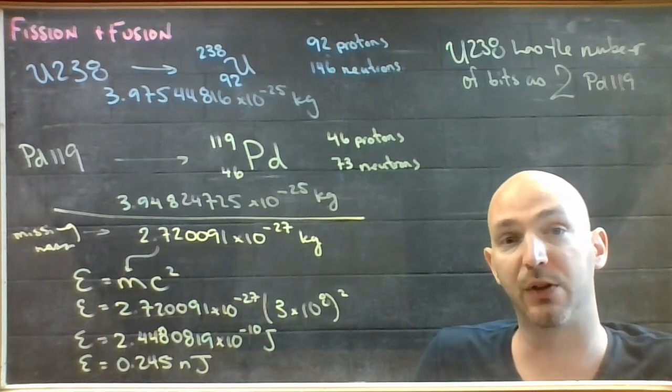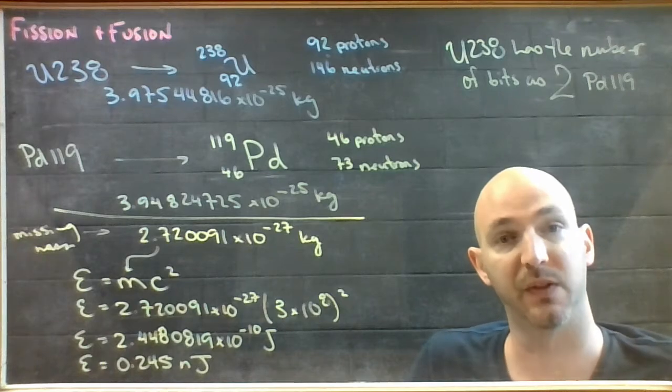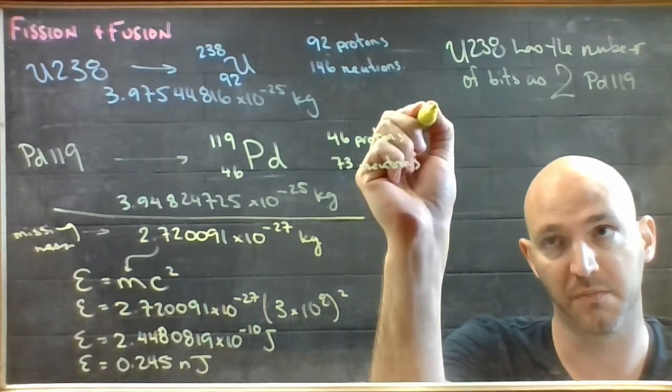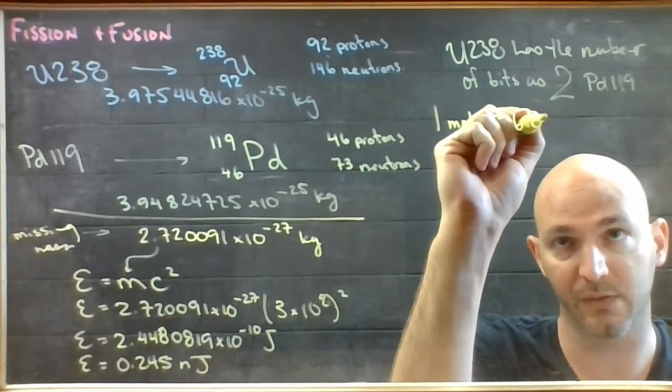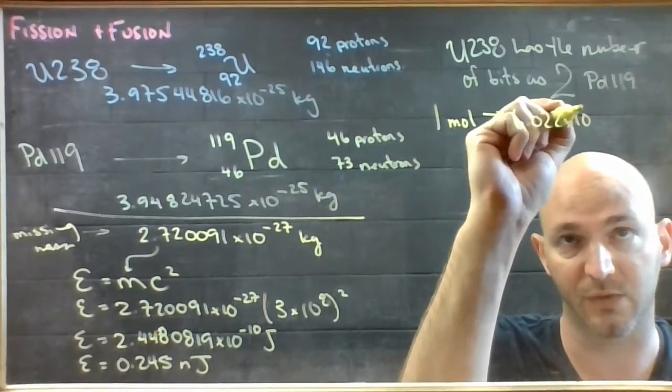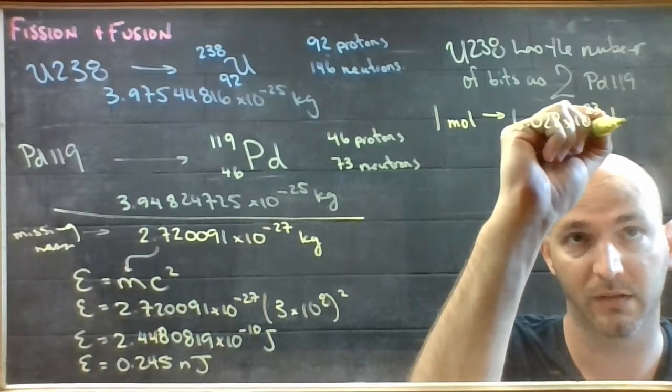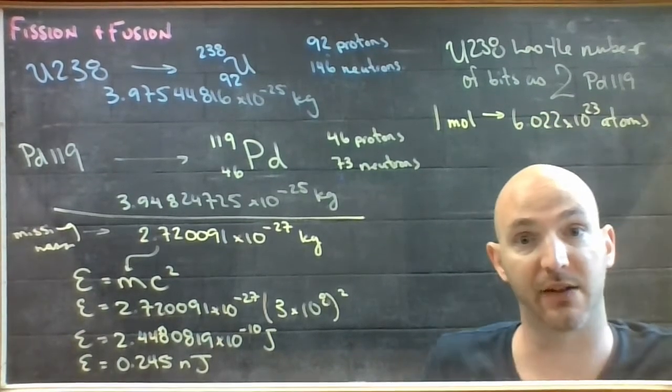The standard unit for a grouping of atoms is a mole. So 1 mole is 6.022 times 10 to the 23 atoms. That's Avogadro's number.